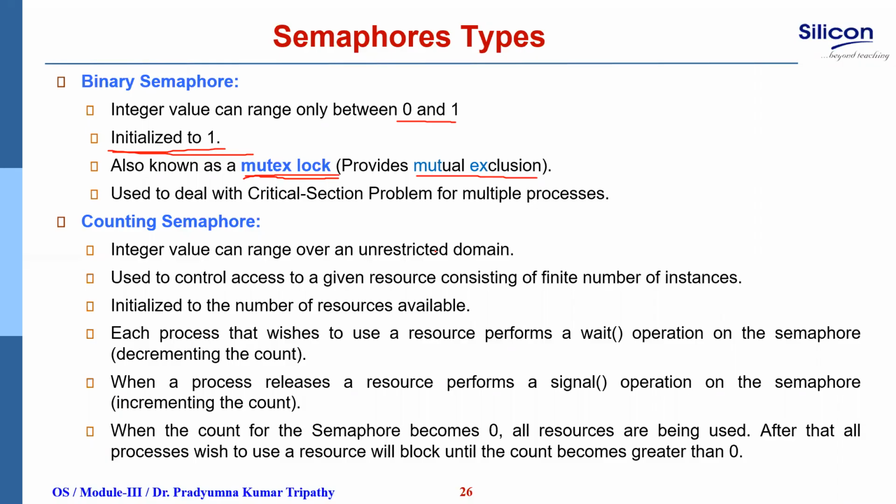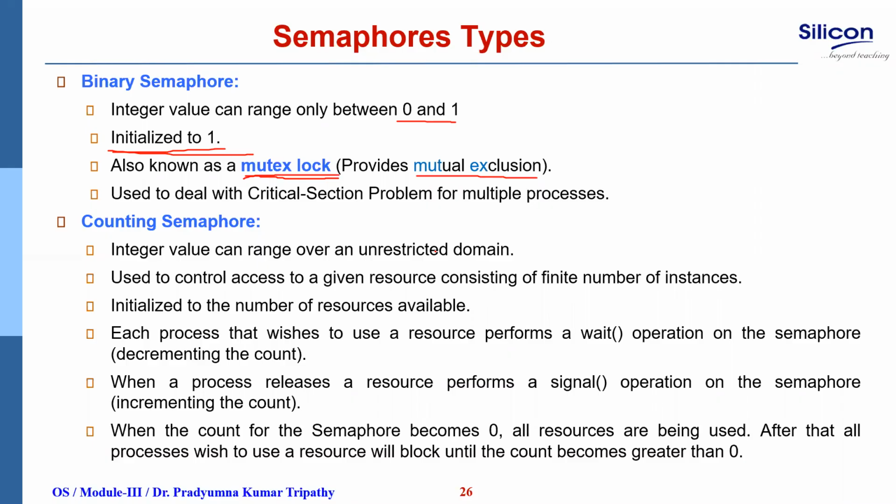A resource may have a number of instances, so to control it, we may use the counting semaphore. We will have an example for the same. For the time being, you remember that a counting semaphore has a range over an unrestricted domain. This is initialized to the number of resources available.